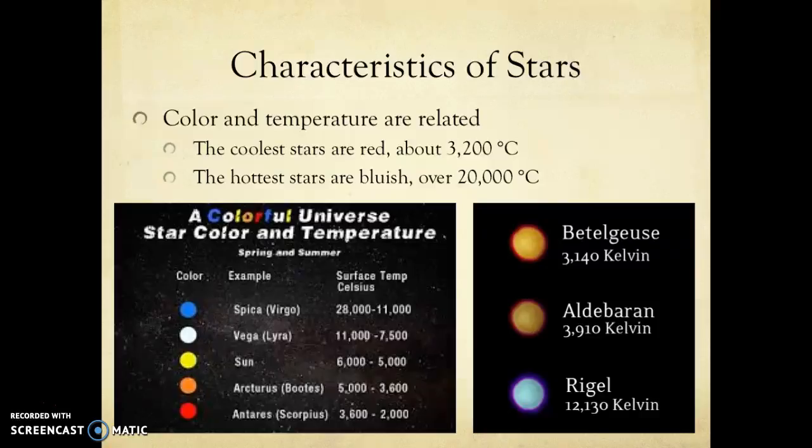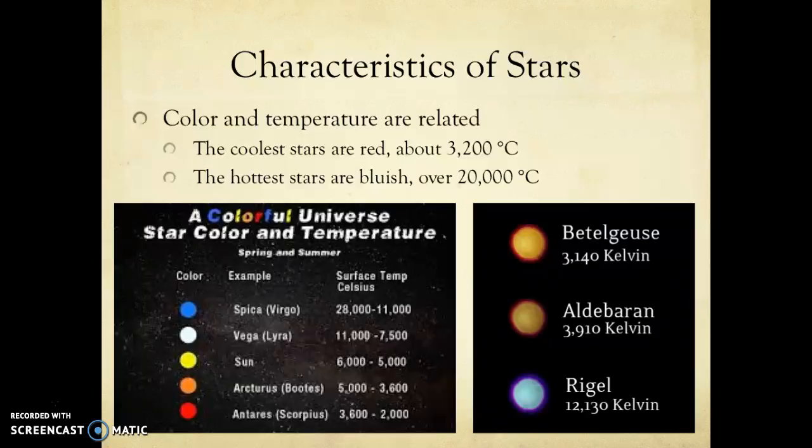The first things, color and temperature. These two are actually related. The colder a star is, the more red it's going to be. The hotter the star is, the more blue it's going to be. So the coldest stars are red, that is the coldest color. And when we say cold, relatively speaking, it's still over 3,000 degrees Celsius, so still extremely, extremely hot. And the hottest stars are going to be blue, which is going to be over 20,000 degrees Celsius.